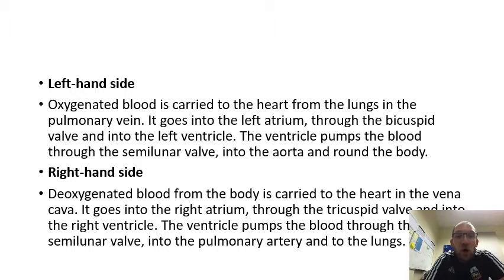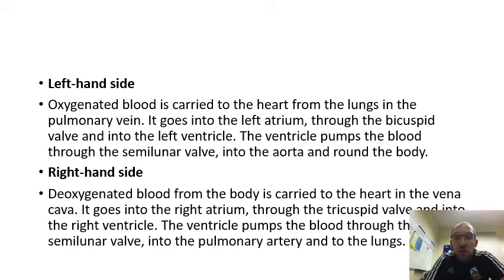Left-hand side, oxygenated blood is carried to the heart from the lungs in the pulmonary vein. It goes into the left atrium, through the bicuspid valve, and into the left ventricle. The ventricle pumps the blood through the semilunar valve into the aorta and around the body.